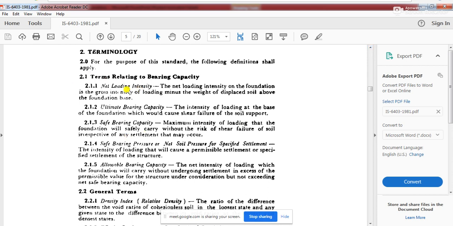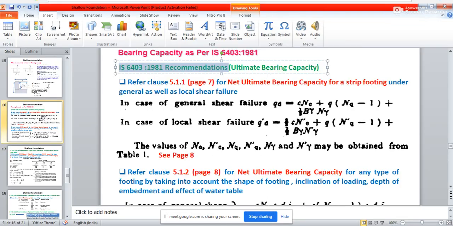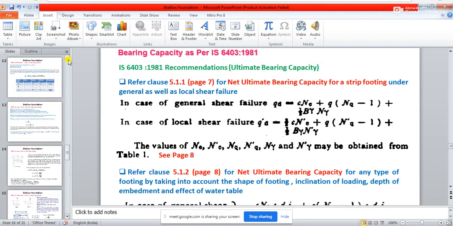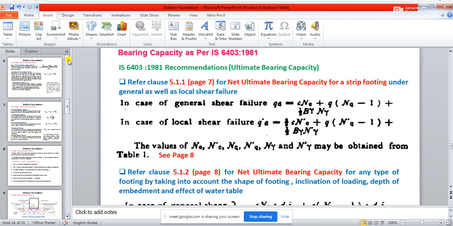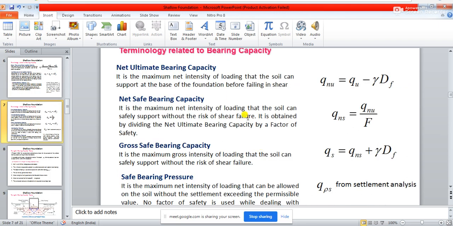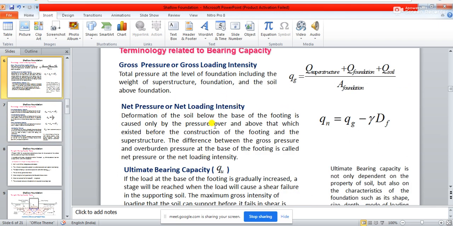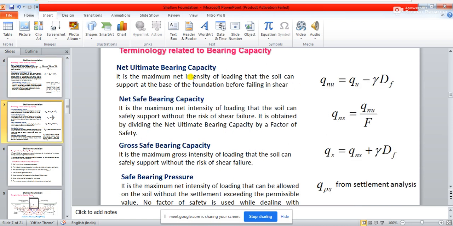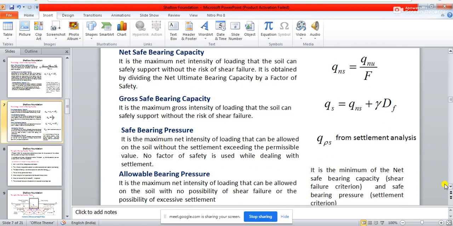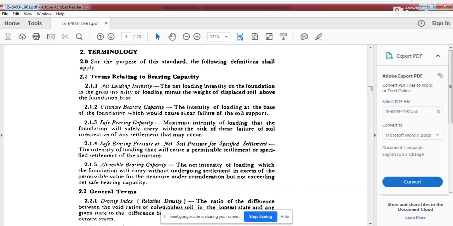Whatever terminologies you see, net loading intensity, ultimate bearing capacity, safe bearing capacity, safe bearing pressure, allowable bearing capacity, if you remember, we have discussed these terms earlier. I have told you that these terms are very important. We discussed gross pressure, net pressure, ultimate bearing capacity, net ultimate, net safe, gross safe bearing pressure, and then allowable bearing pressure. So these terms are being discussed over here.